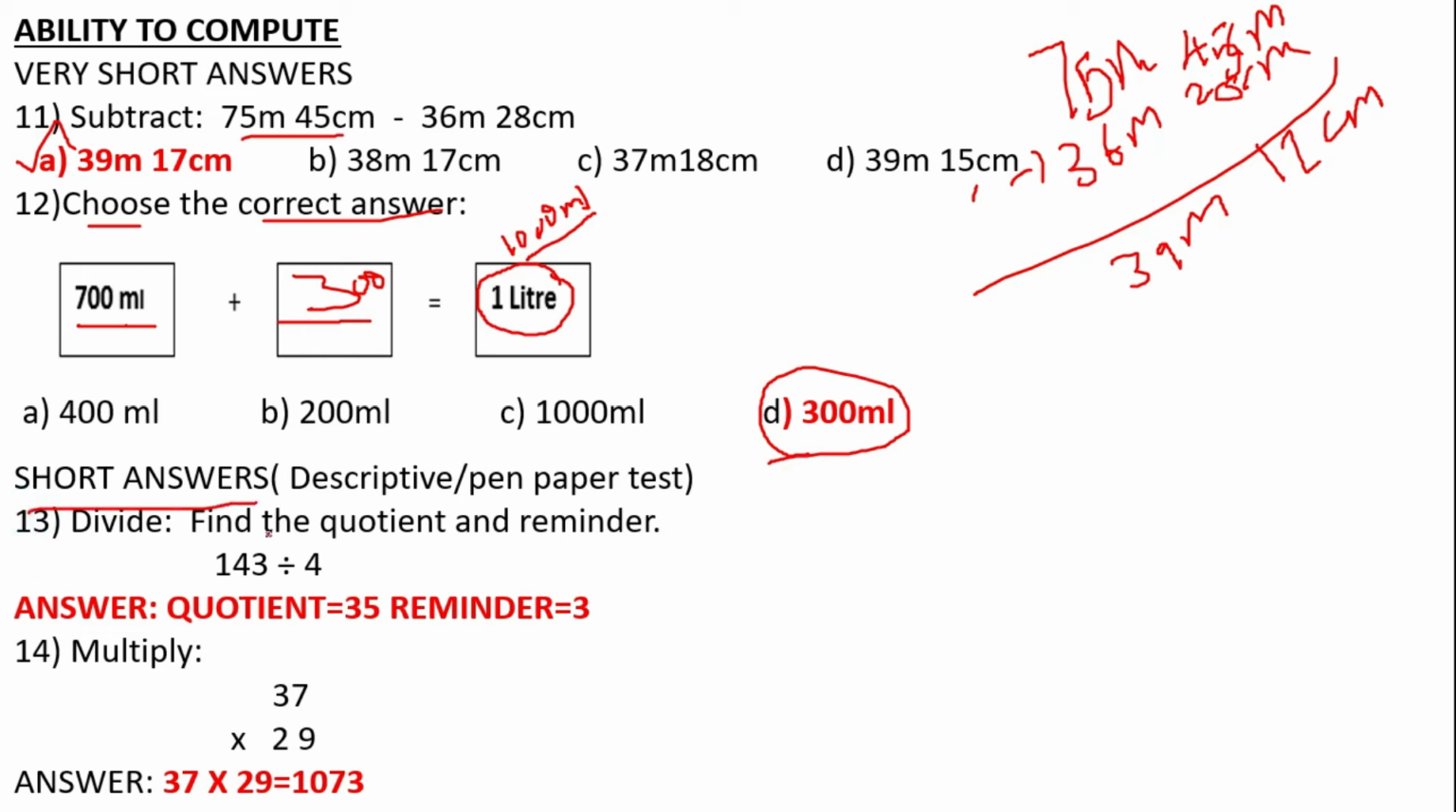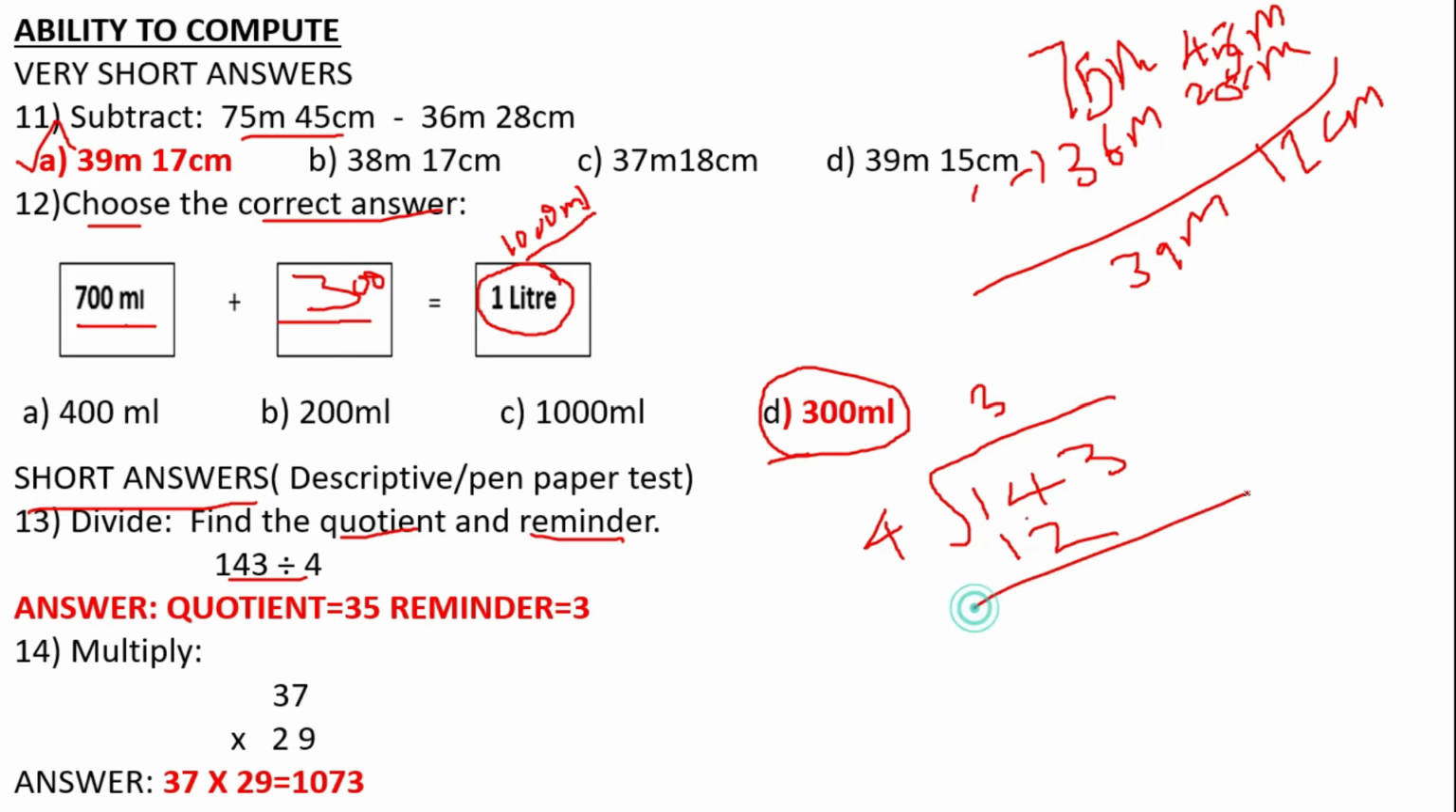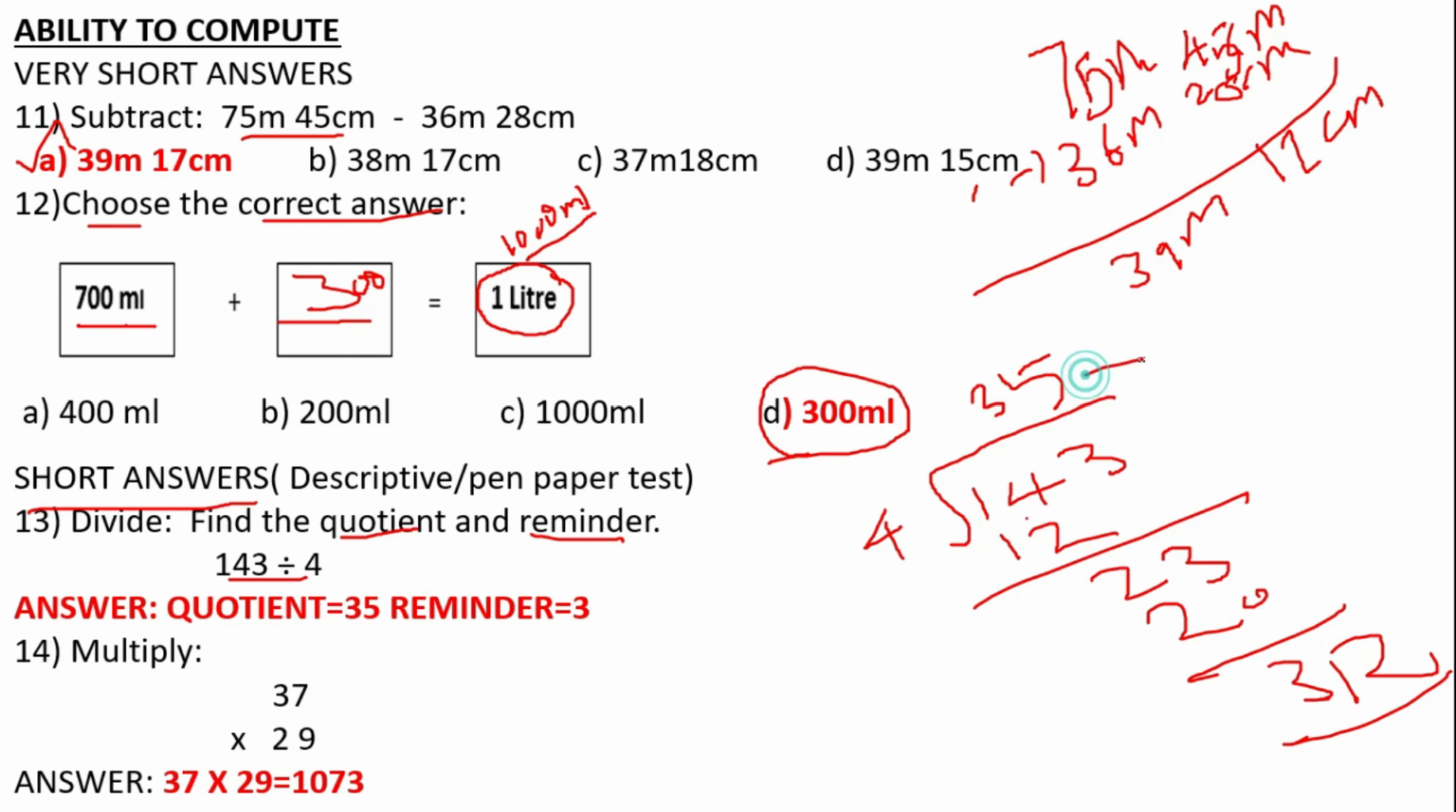Short answer. Find the quotient and remainder for this number. 143 divided by 4. Just ordinary division only. In 14, how many 4s are there? 3 4s are 12. So subtract, you will be getting 23. In 23, it will go 5 times. 5 4s are 20. So the last remainder, this is remainder, this is quotient. So 35 is the quotient and the remainder is 3.